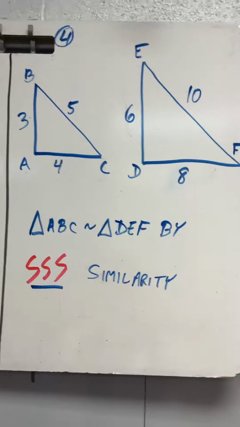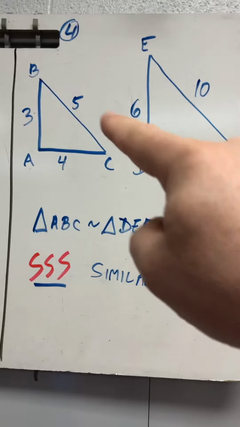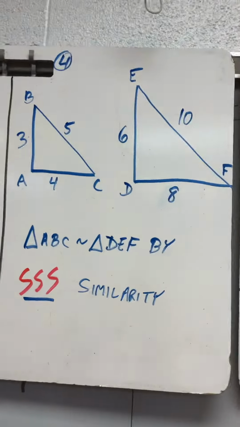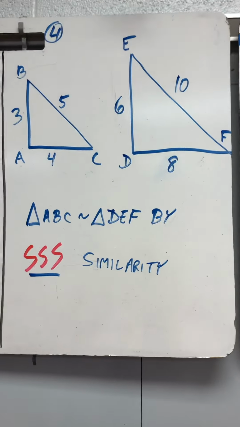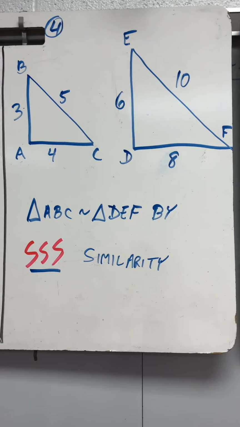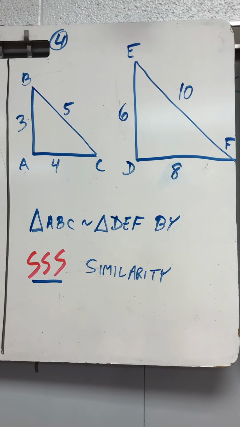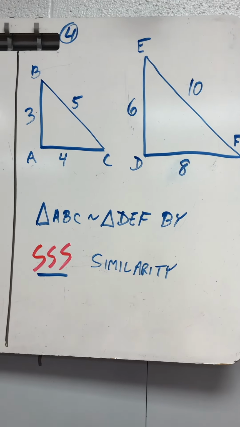Over here, do you see 3 times 2 is 6, 5 times 2 is 10, 4 times 2 is 8. If you multiply all three sides by the same number to get the other three sides, then you have SSS, side similarity, okay?